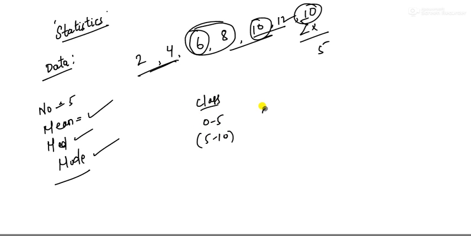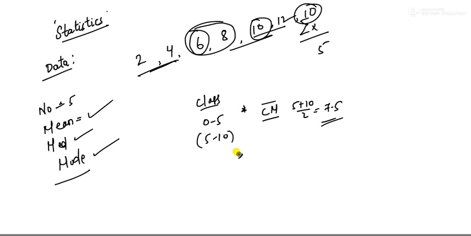and if they ask what is the class mark, class mark means the middle point, so you have to just add these two, 5 plus 10 by 2, which is equal to what? 15 by 2, 7.5. Okay, so this can be one type.